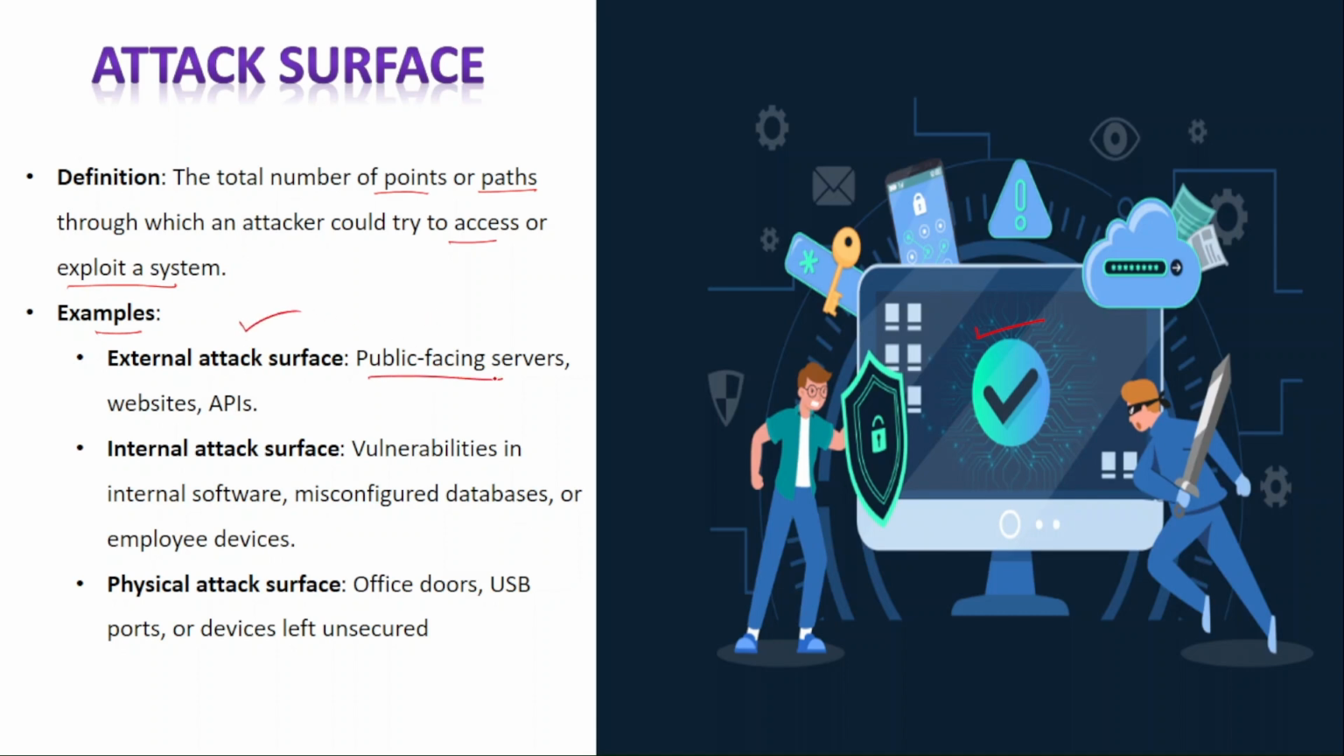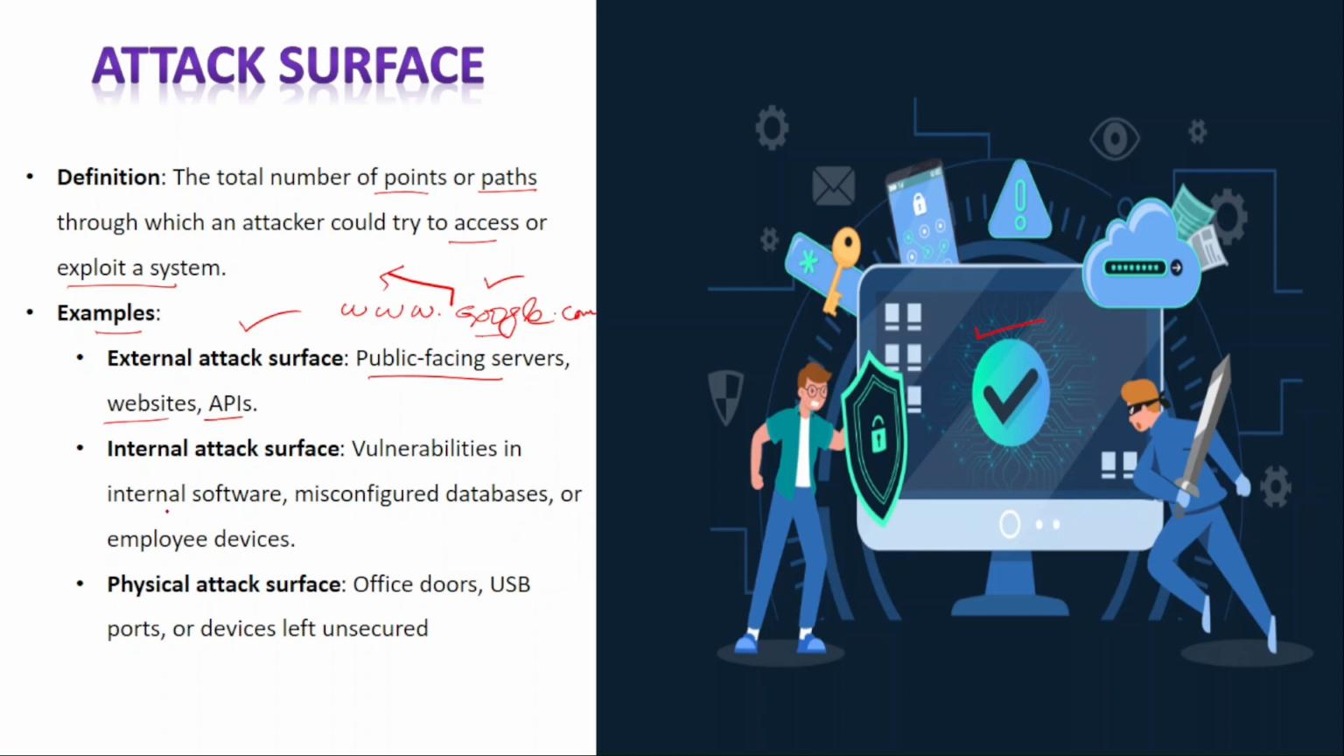For example, public-facing servers, websites, and APIs. An example of this is any website when you type www.google.com. Since this web server or website is publicly available and public facing, this is an external attack surface. There may be internal databases or other servers that are not visible behind this network. They may be the internal attack surface.